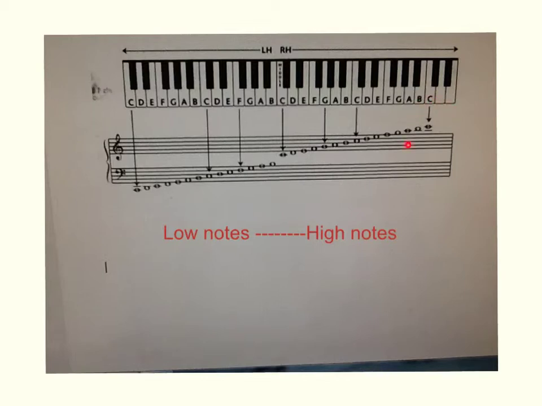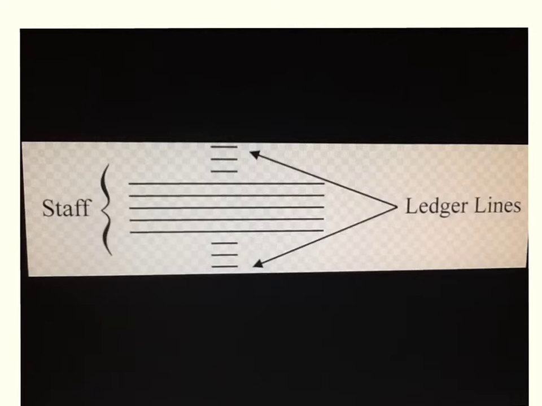You can also add ledger lines to the top and the bottom of your staff to identify extreme high and extreme low notes. Ledger lines are small horizontal lines either on the top or the bottom of the standard 5-line staff.